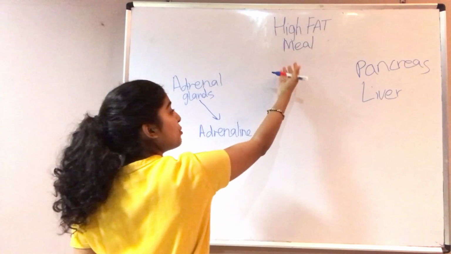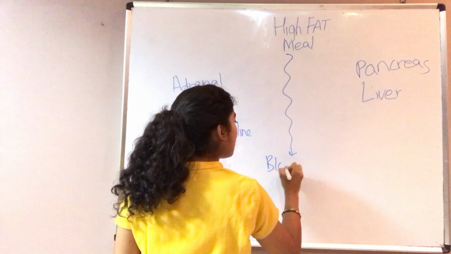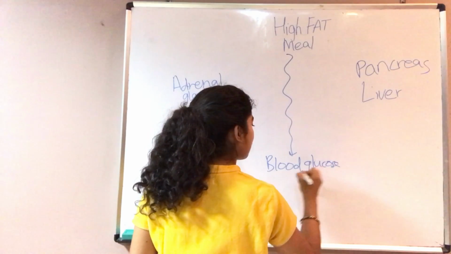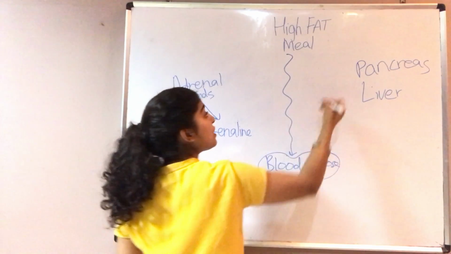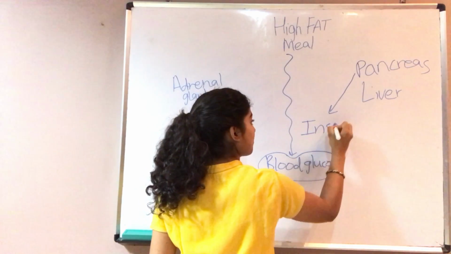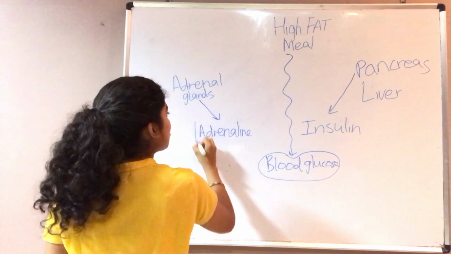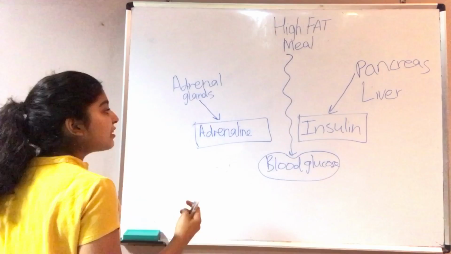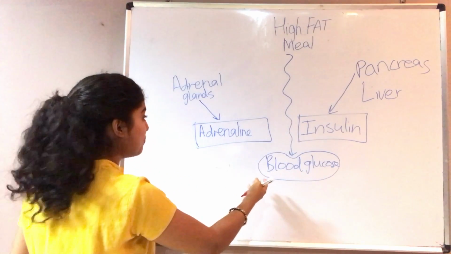Now, once the food is digested, the blood glucose level rises. And this stimulates the pancreas to secrete insulin into the bloodstream. So now we have adrenaline and insulin in the bloodstream. Now let's see the effect of these two hormones on the blood sugar level.